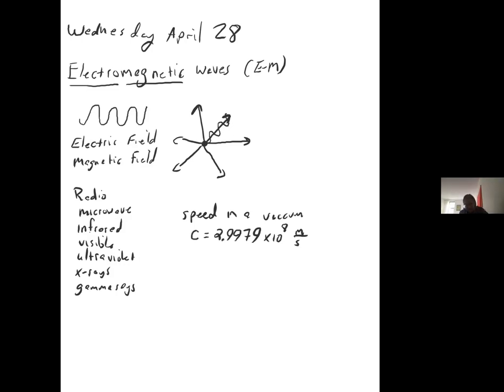And so this speed, you treat it as a constant, right?